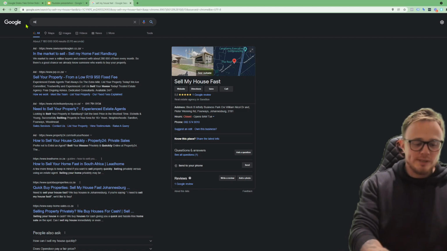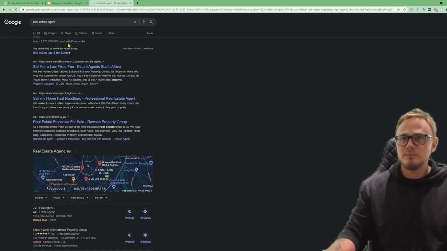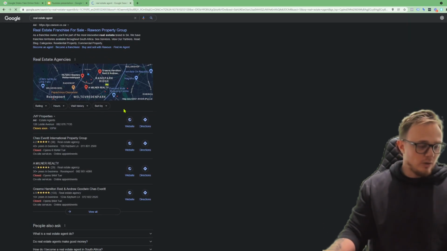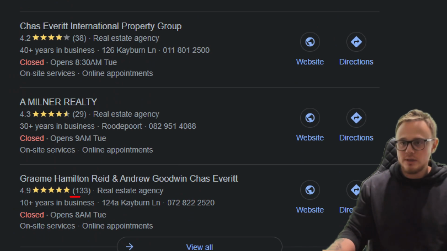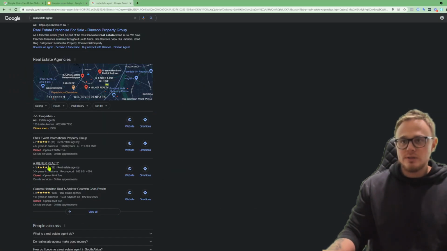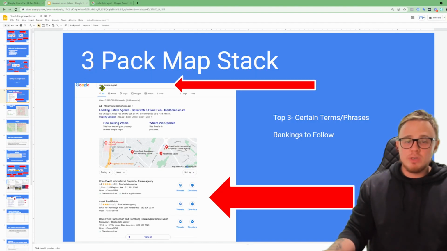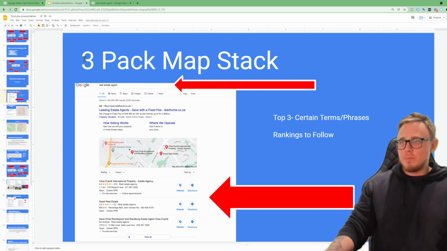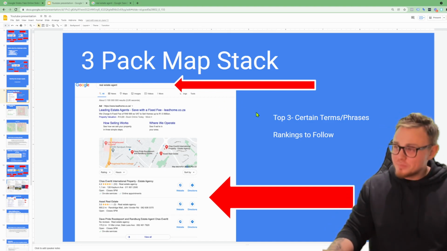If we go here and we type in real estate agents, you'll see a whole bunch of guys popped on here. Here's some real estate agents as well. These guys are real estate agents. So I would highly suggest, if you're a real estate agent, you need to get on Google My Business, right? And this is what we call the three-pack map stack. Sorry about that.